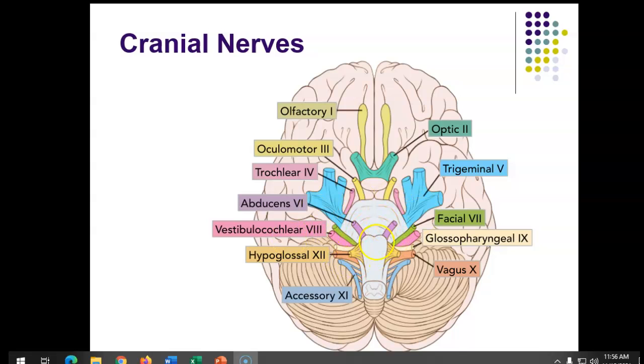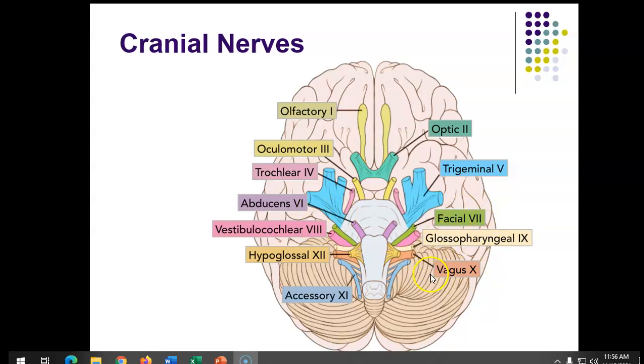Next is 9, the glossopharyngeal nerve. It's going to be responsible, again, for both motor and sensory functions. It sends sensory information from your sinuses, the back of your throat, parts of your inner ear, and the back of your tongue. It also provides a sense of taste for the back of your tongue. In terms of motor function, it stimulates voluntary movement of a muscle in the back of your throat.